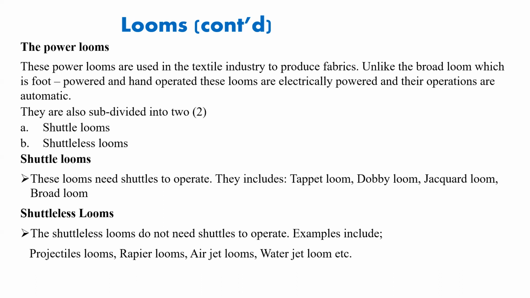So the next one is the shuttleless looms. As the name implies, they are shuttleless. That means you don't use a shuttle in their operations. Examples include projectile looms, rapier looms, air jet looms, water jet looms, etc. They don't need a shuttle to operate. We have a mechanism that can propel the weft yarn across the shed.